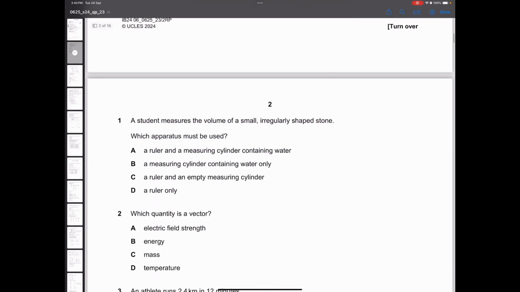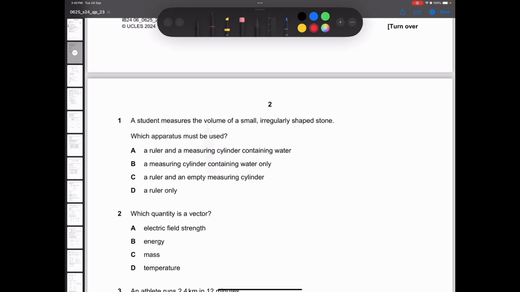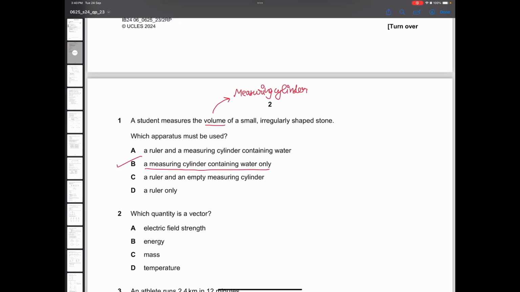A student measures the volume of a small irregularly shaped cone. Which apparatus must be used? So we simply need to measure the volume only. Now in order to measure the volume only, you will need the measuring cylinder. So, which apparatus must be used? A measuring cylinder containing water only. Option B will be the correct answer.